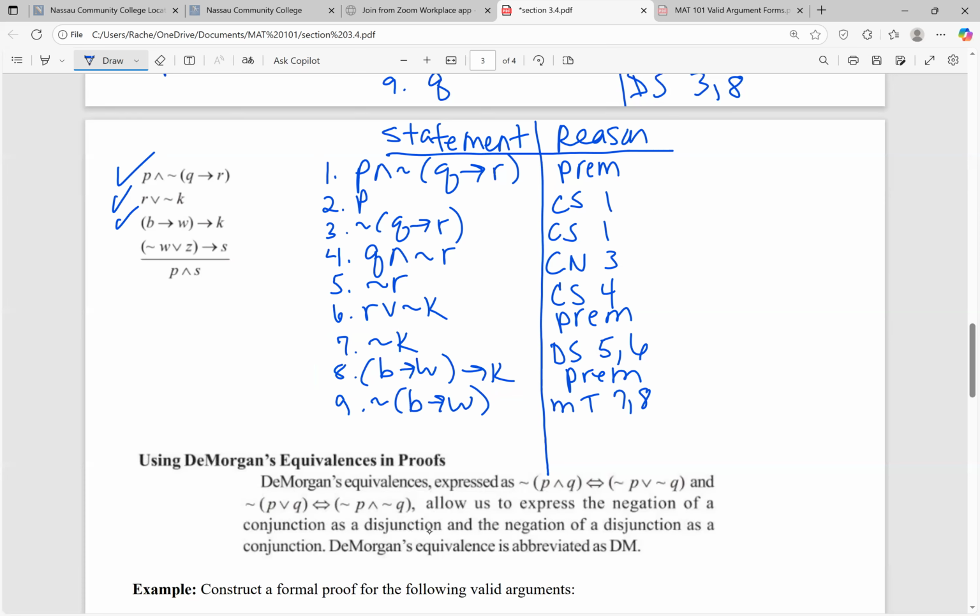So I'm thinking, okay, let's apply the conditional negation equivalence here. So not B implies W is equivalent to B and not W. So that's my conditional negation equivalence on statement 9. And then let's continue up here. So we have statement and then reason. You know what? Let's just call this S and R. We'll continue up here.